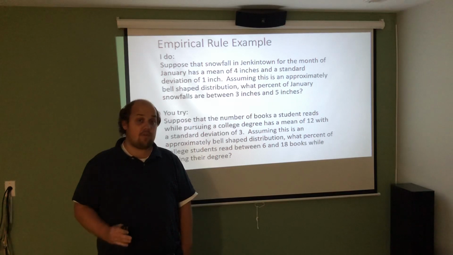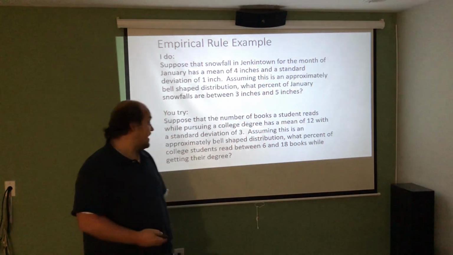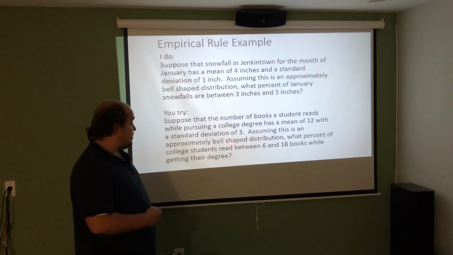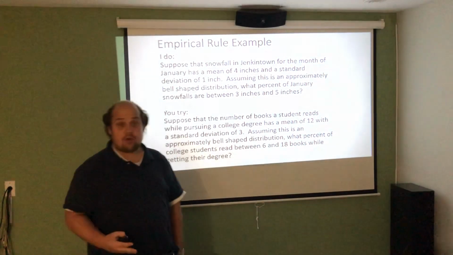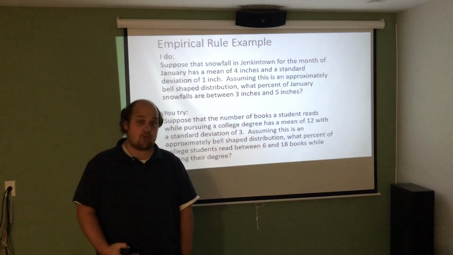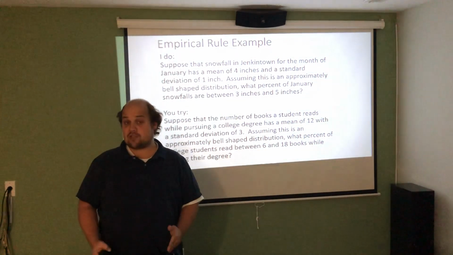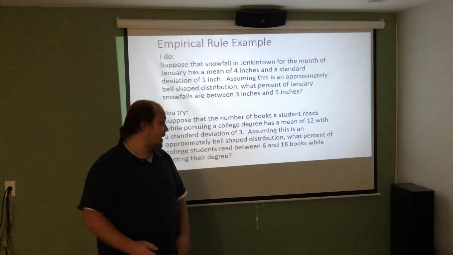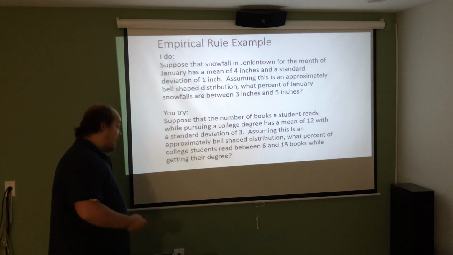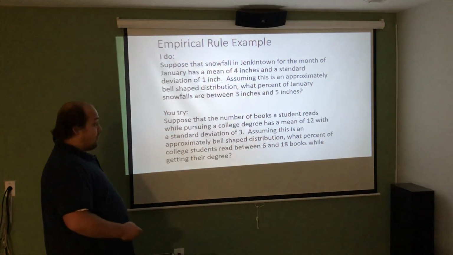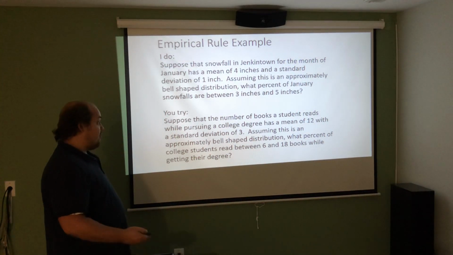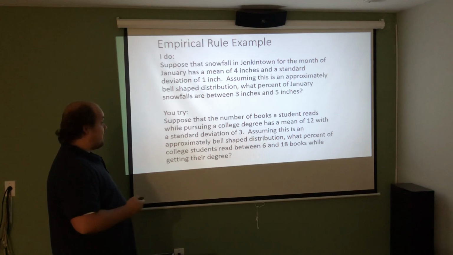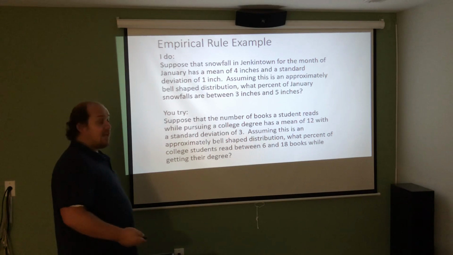Since I know now that I moved plus or minus 2 standard deviations, and I see in the prompt that it says bell-shaped distribution, just like it said bell-shaped distribution before, that keyword tells me that yes, I can use the empirical rule. So I can say, since it's plus or minus 2 standard deviations, under the empirical rule, 95% of the observations should fall between plus or minus 2 standard deviations. So 95% of college students should read between 6 and 18 books while getting their degree, if it really was true that the mean number of books was 12 with a standard deviation of 3.